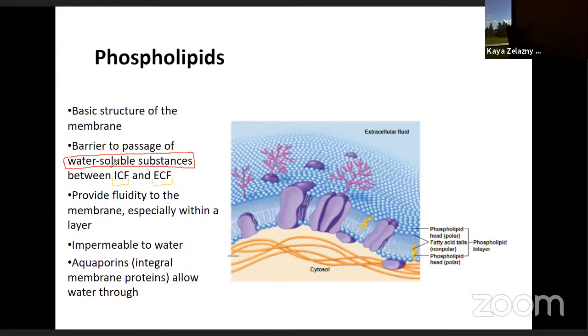Phospholipids do provide fluidity to the membrane. They can jiggle next to each other, right? They're not covalently bound to each other. They're just there spatially. So there's some movement possible in the membrane here.